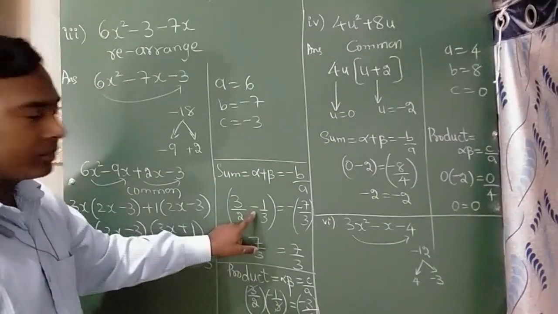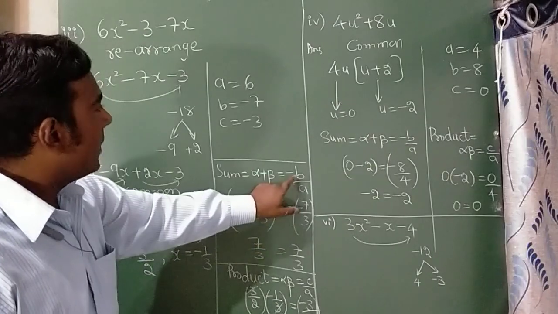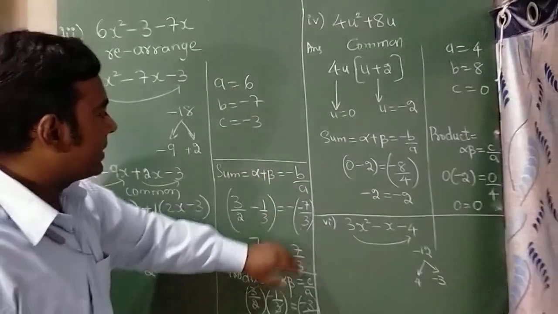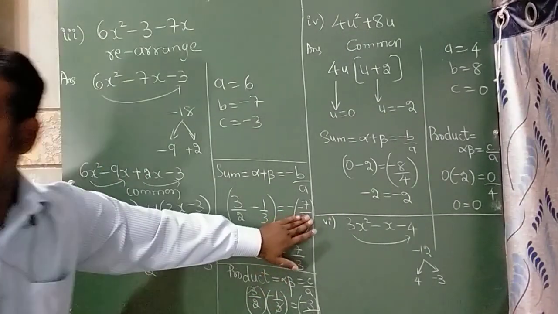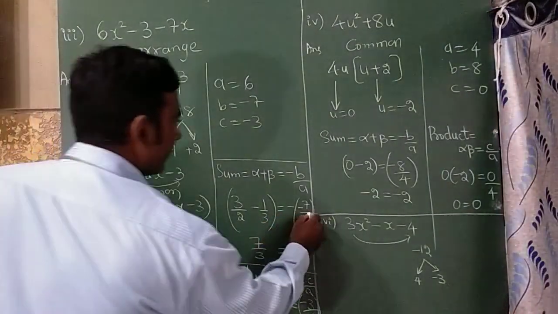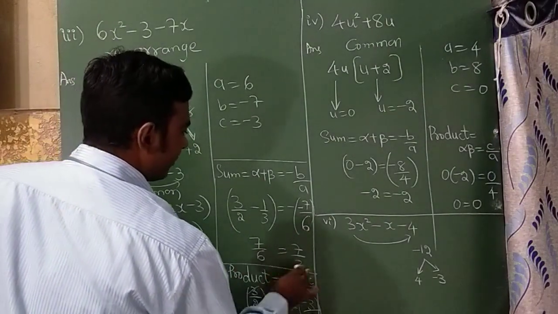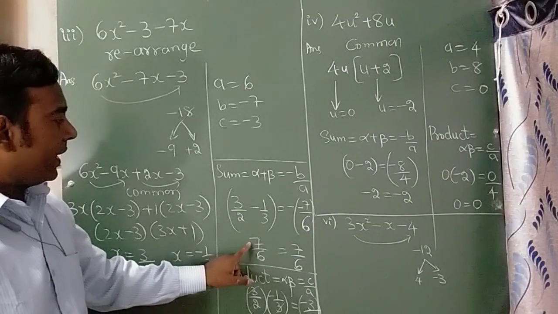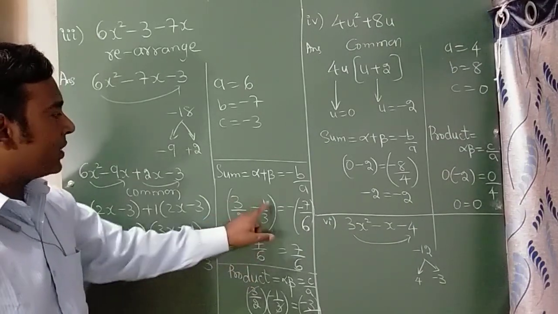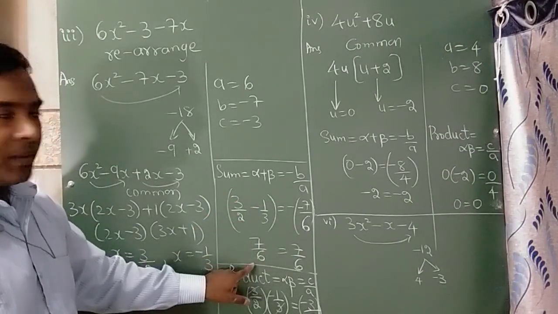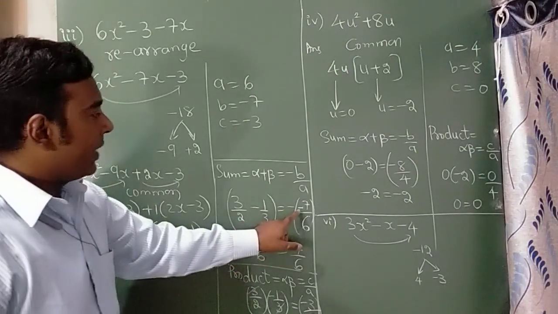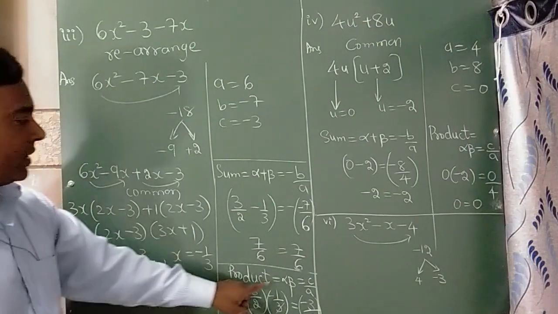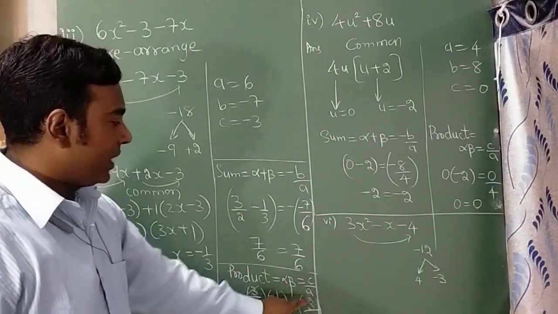I have written minus here, outside. B value is again minus 7. A value is 6. Now you take the LCM of this. You will get 3 3s are 9, minus 2 1s are 2. 9 minus 2 is 7. 7 by 6. 3 2s are 6. Here minus into minus is plus. 7 upon 6. Fine.